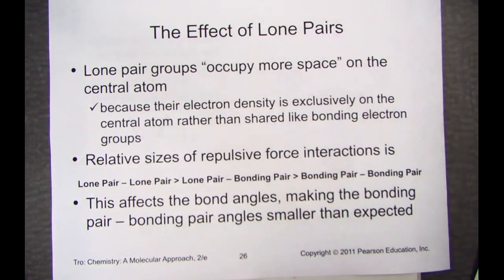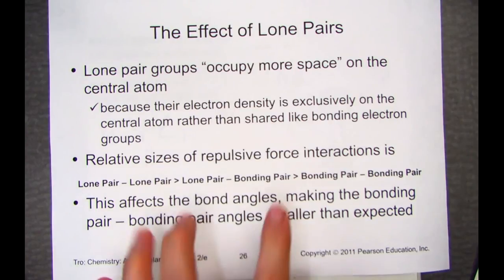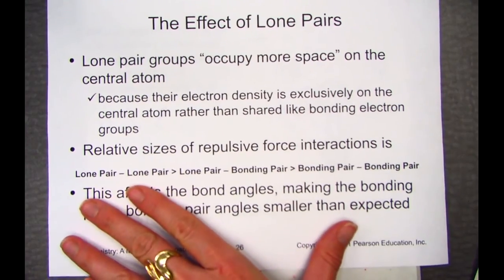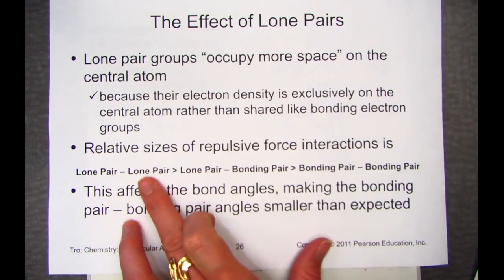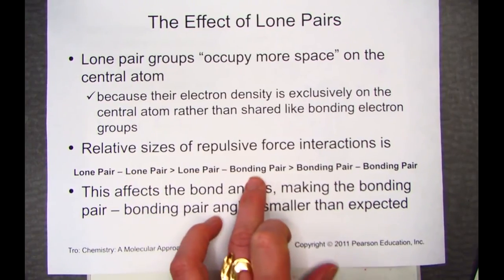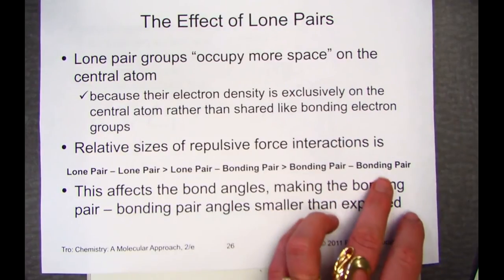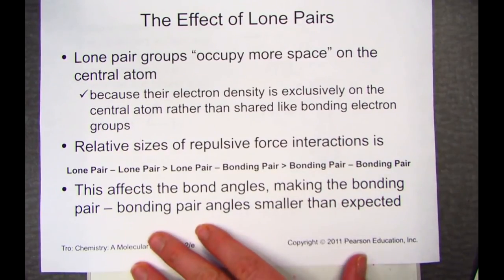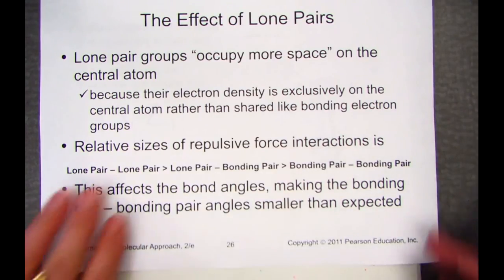Lone pairs of electrons do the same thing. A lone pair group occupies more space on the central atom. They're clouds of electrons. Because the electron density is exclusively on the central atom rather than on shared pairs like bonding electrons, they need more size. So the relative size of repulsive force interactions goes like this: a lone pair to lone pair is greater than a lone pair to a bonding pair, which is greater than bonding to bonding. This affects bond angles, making the bonding pair to bonding pair angle smaller than expected.